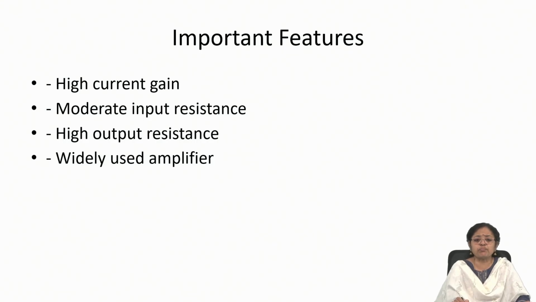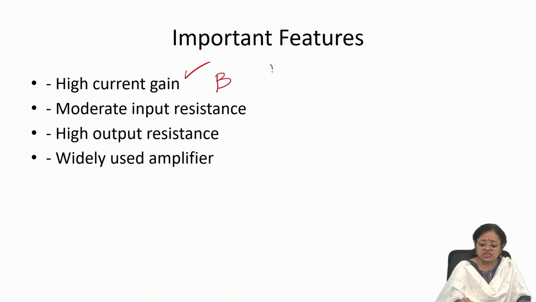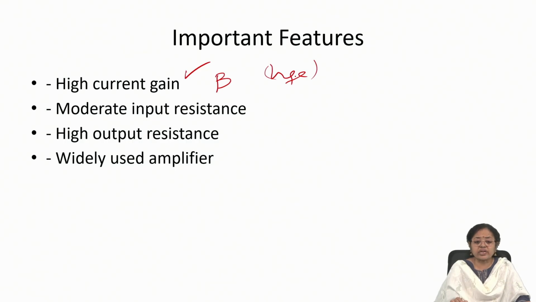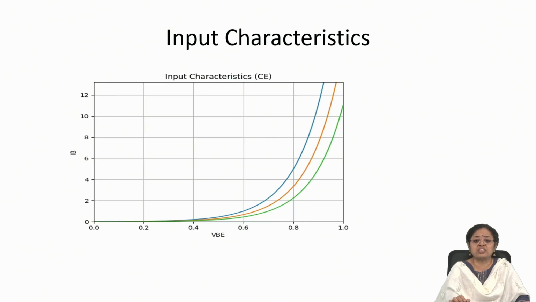The important features of common emitter configuration: we have high current gain, as we discussed, that is beta. It is also called hFE, we'll see. It has moderate input resistance. Any electronic circuit requires high input resistance, so it has comparatively good input resistance, and it has low output resistance. It is widely used as an amplifier and oscillator.